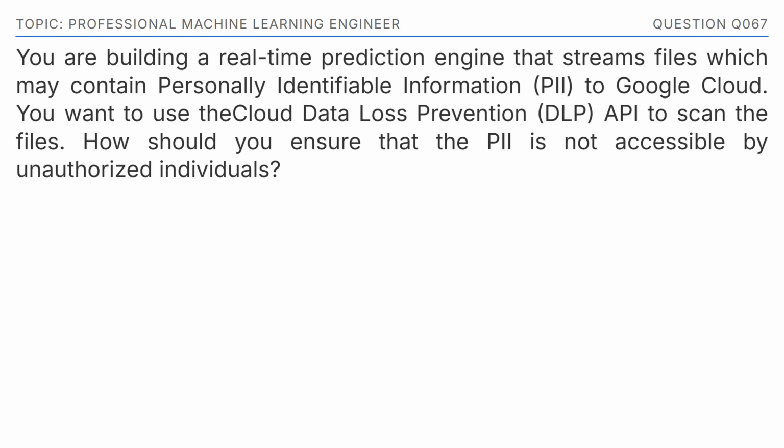You are building a real-time prediction engine that streams files which may contain personally identifiable information, PII, to Google Cloud. You want to use the Cloud Data Loss Prevention (DLP) API to scan the files. How should you ensure that the PII is not accessible by unauthorized individuals?